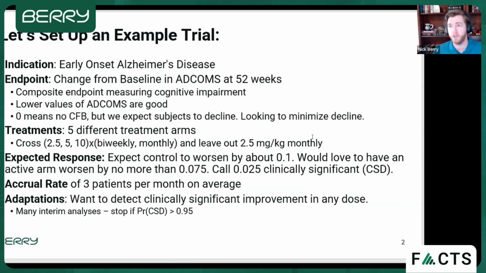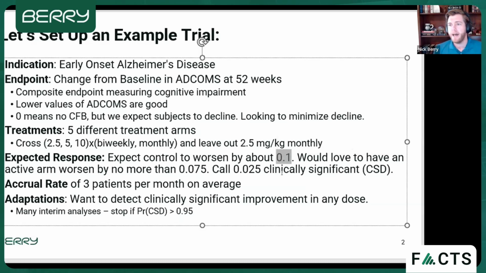This phase 2, we want to know the dose, right? That's the goal, to find the dose that we want to run a phase 3 trial in later. Going into the trial, and in my catbird seat where I get to look at what happened, I know and I expect that control patients are going to get worse by about 0.1 on this ADCOMS scale. That's past experience, looking at the actual phase 2 trial results. But patients are going to get worse on control. They're going to degenerate a little bit. So 0.1 is our expectation for that.